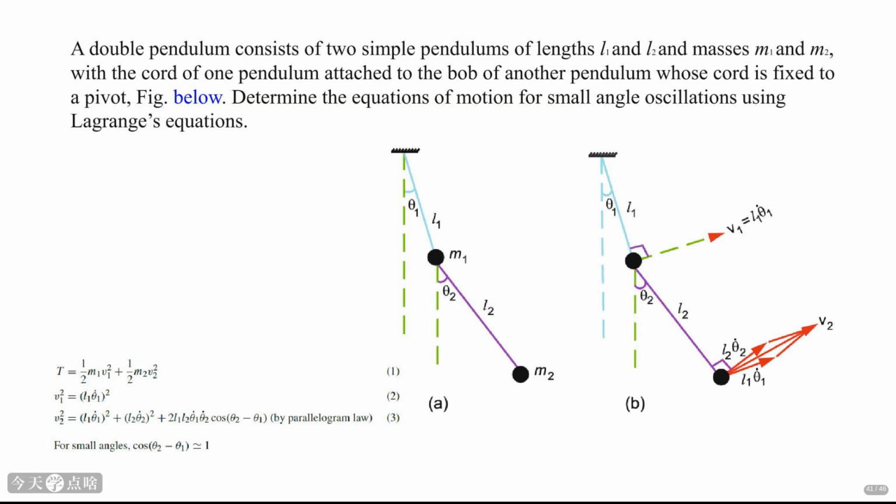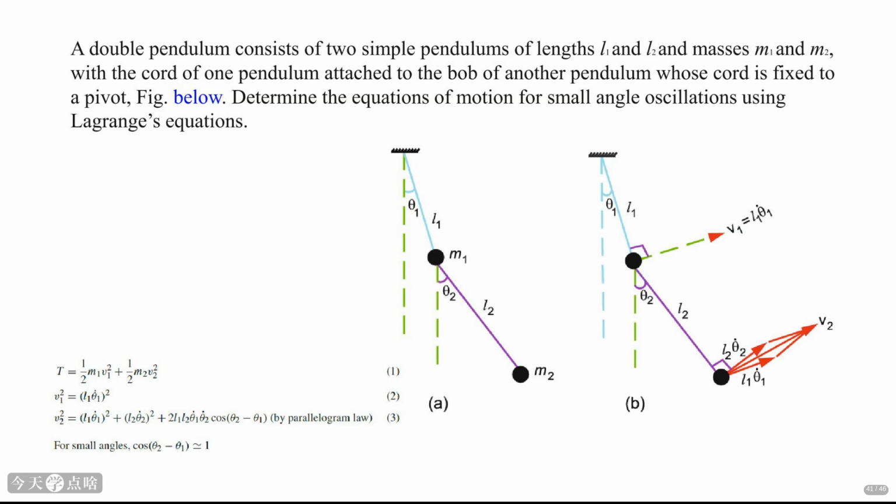The potential energy V is the sum of the potential energies of the two masses. V equals m1 times g times L1 times 1 minus cosine theta 1, plus m2 times g times L1 times 1 minus cosine theta 1, plus m2 times g times L2 times 1 minus cosine theta 2.